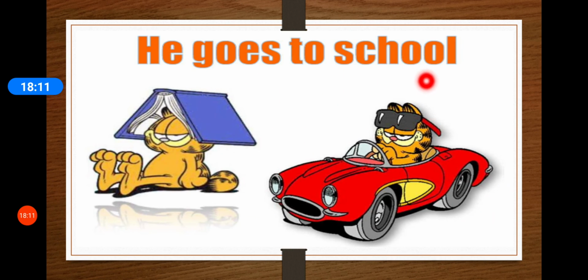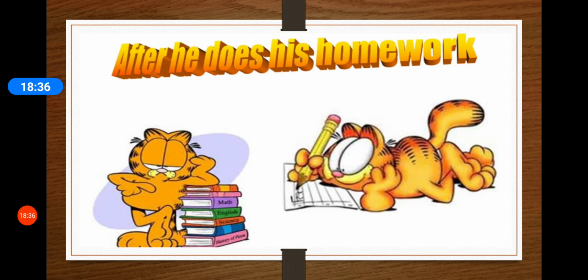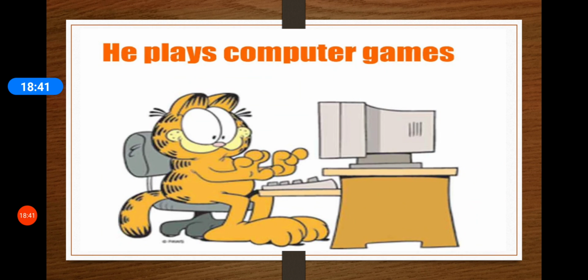He goes to school. Again, point to note over here is go is the verb, and because it ends in O, so what will we add? Very good. We have to add ES. So he goes to school because it is third person singular pronoun. Then Garfield has lunch at 1:30 p.m. after he does his homework. He plays computer games in the evening. Play, we have added S.